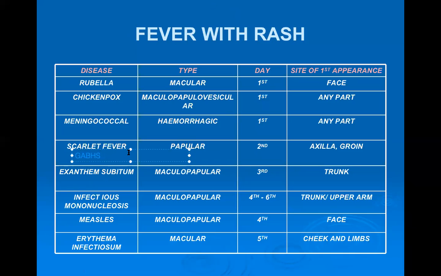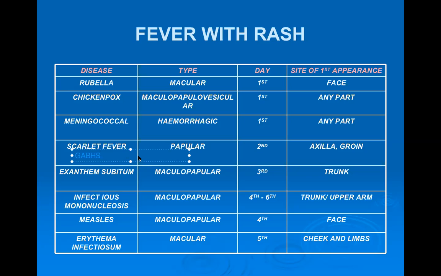Now let me talk a little bit about scarlet fever. Please pay attention. I'm giving a bit more information here. In scarlet fever, the rashes are mainly papular type. They are known as sandpaper type rashes. When we palpate the skin of the child, we can feel those rashes very prominently. At the same time, if we examine the tongue of that child, it looks like a strawberry. So strawberry tongue and sandpaper-like appearance are two important features of scarlet fever.